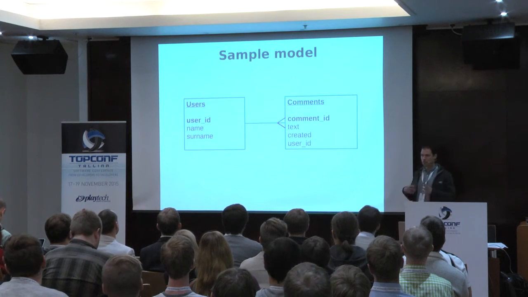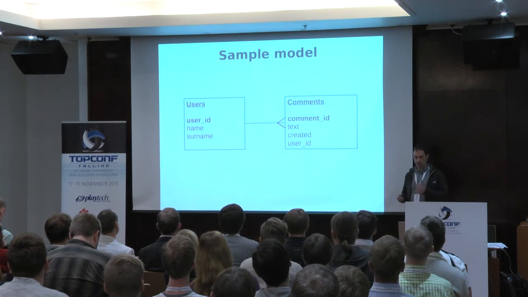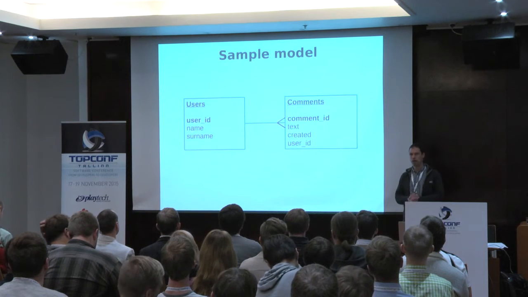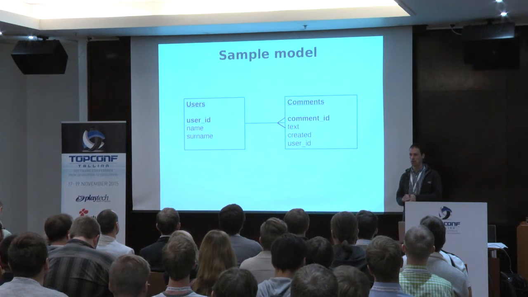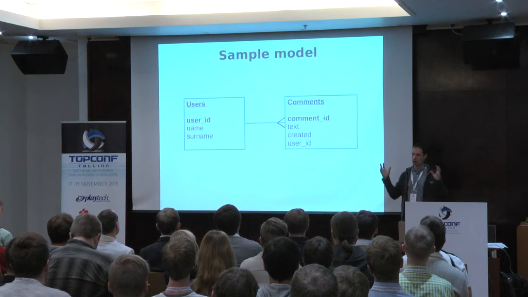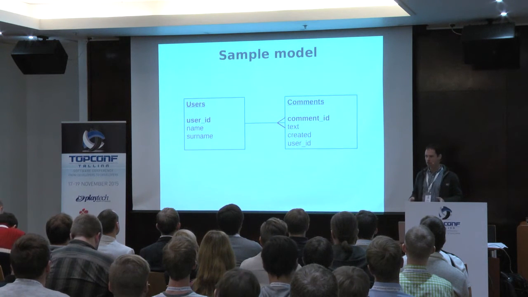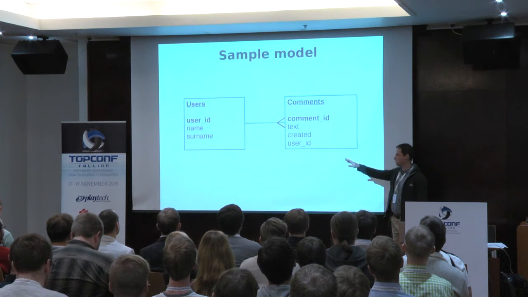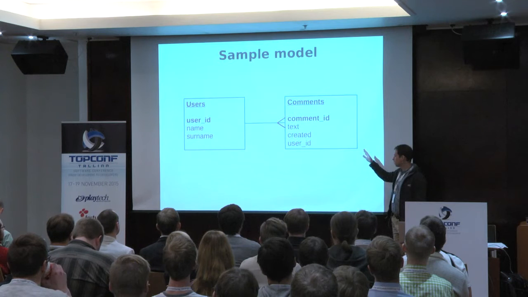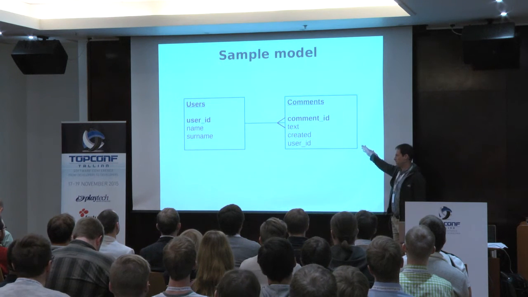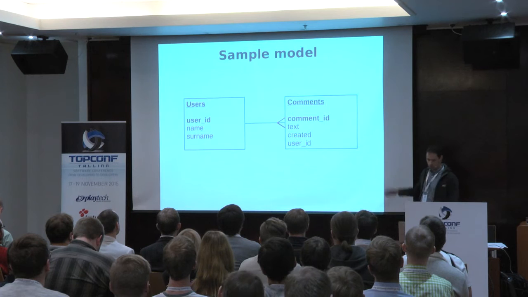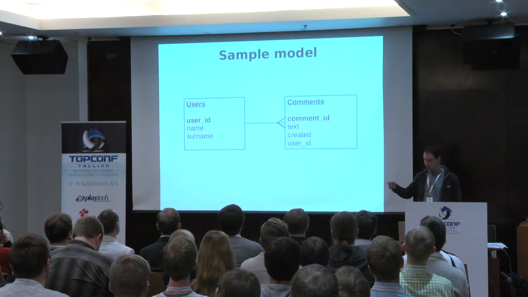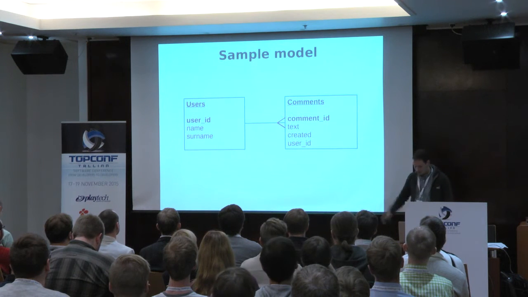To illustrate my comparison cases, I will use a very simple data model. Imagine we are going to build a website where users can log in, register themselves, and post some comments. We have two very simple tables with a one-to-many relationship, so it should be pretty clear to developers what's going on there. Comments have a creation date and a user ID back reference.